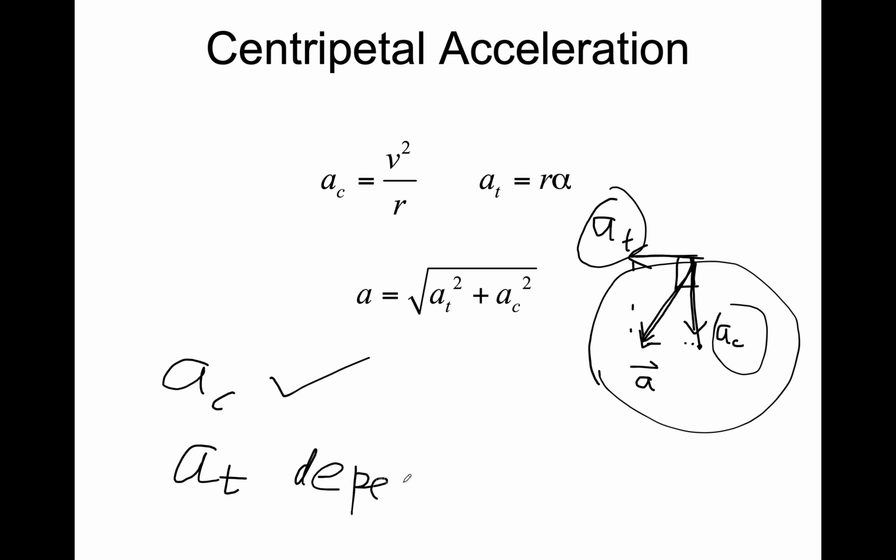It depends on whether the angular acceleration is 0. In other words, does the angular speed change? If angular speed changes, then AT is not 0. If angular speed doesn't change, AT is 0. And then for AC, as long as there is rotational motion, AC is not 0, and it equals v squared over r.